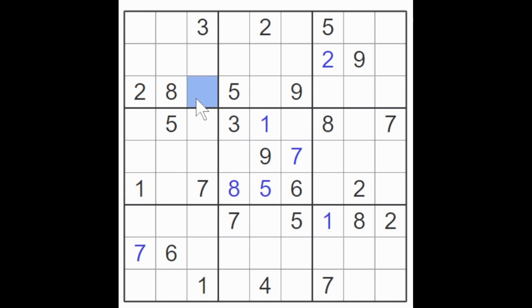And now this cell can't be a 1 because of this 1. This cell can't be a 1 because of this 1. This cell can't be a 1 because of this one. So one of these must be a 1. But it's too early to say which one it's going to be.